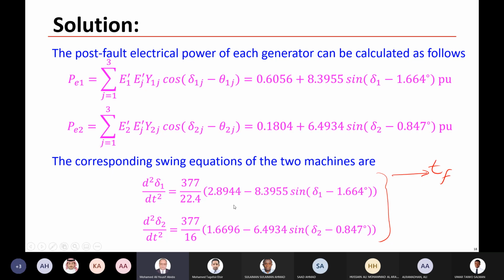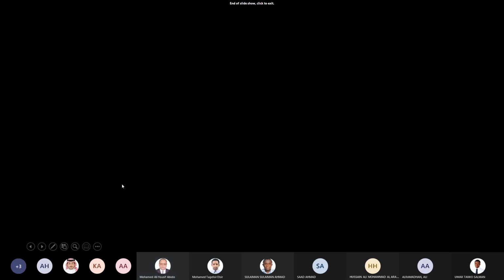So if the simulation time is 5 seconds and the fault duration is 0.1 second, in this case from 0.1 second up to 5 seconds, you are solving this swing equation. During 0.1 second, you're solving the swing equation during the fault. So this is the case.